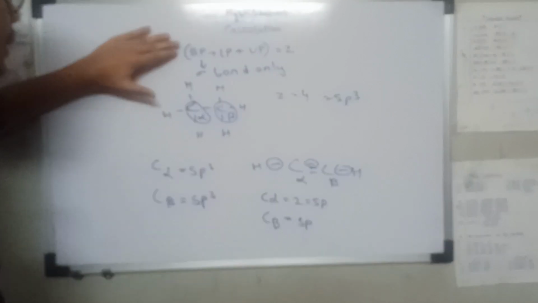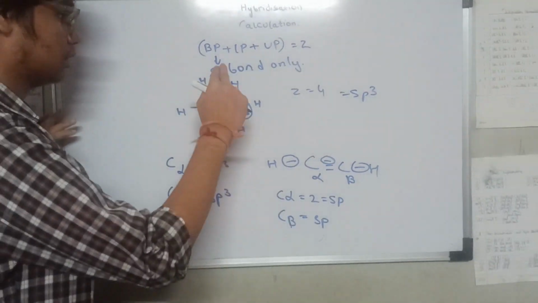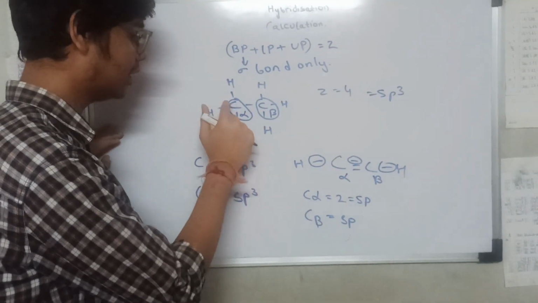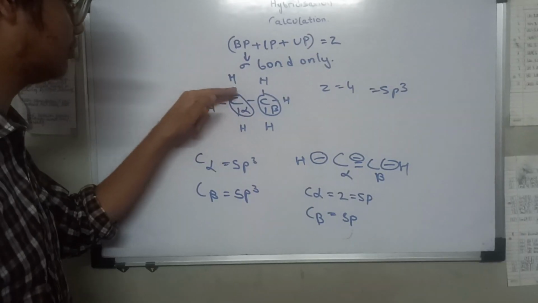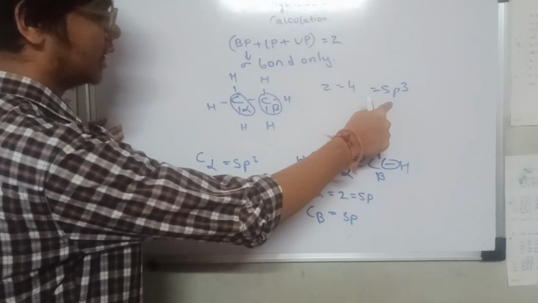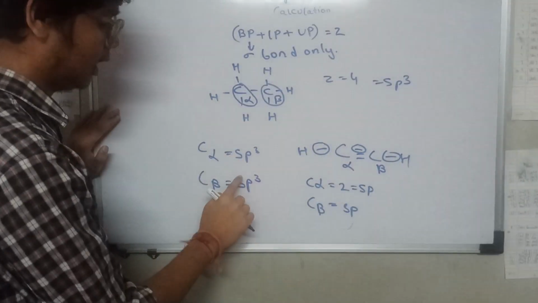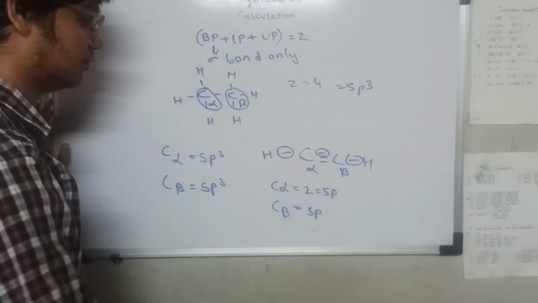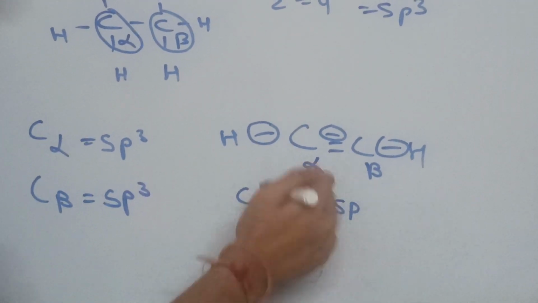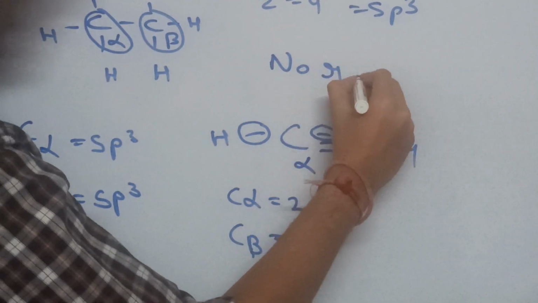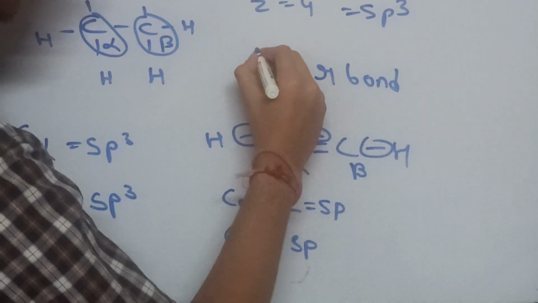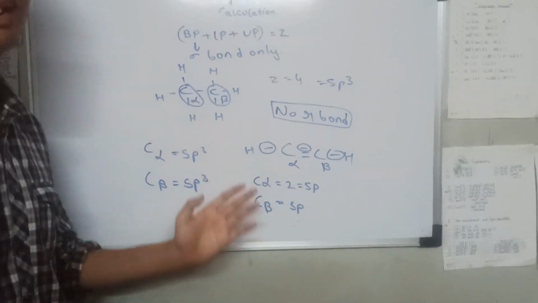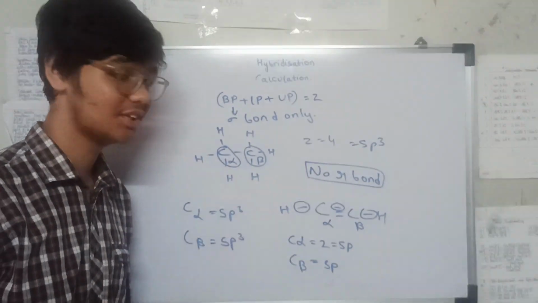So bond pair plus lone pair plus unpaired, but the bond pair will be with the sigma bond only, and here all the bonds are sigma. So I took 1, 2, 3, 4. If Z is 4, then it is sp3, so C alpha and C beta will come as sp3. This is the complex problem in which students get confused, but I have made it clear: no pi bond. Students may ask, sir, delta bond? No, sir, delta bond is not in your scope now. So these were the 2 methods of hybridization calculation. I hope you enjoyed the video.